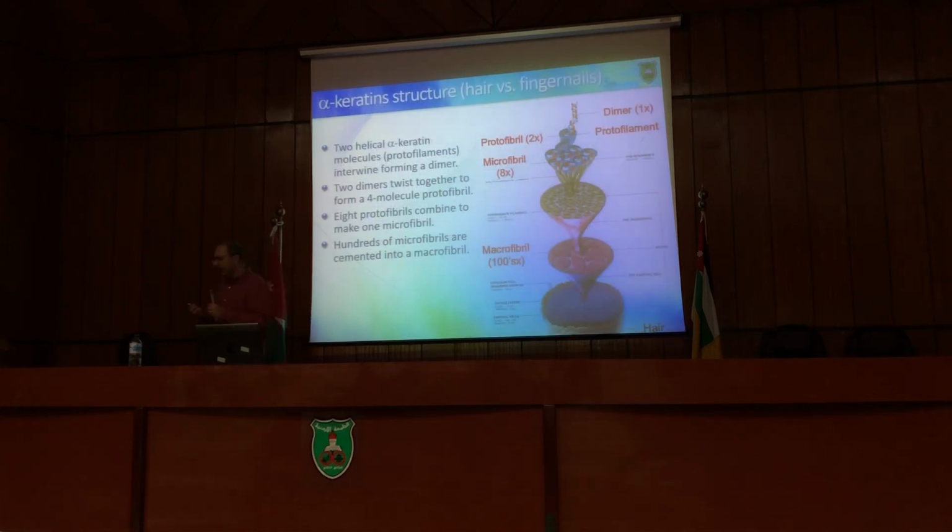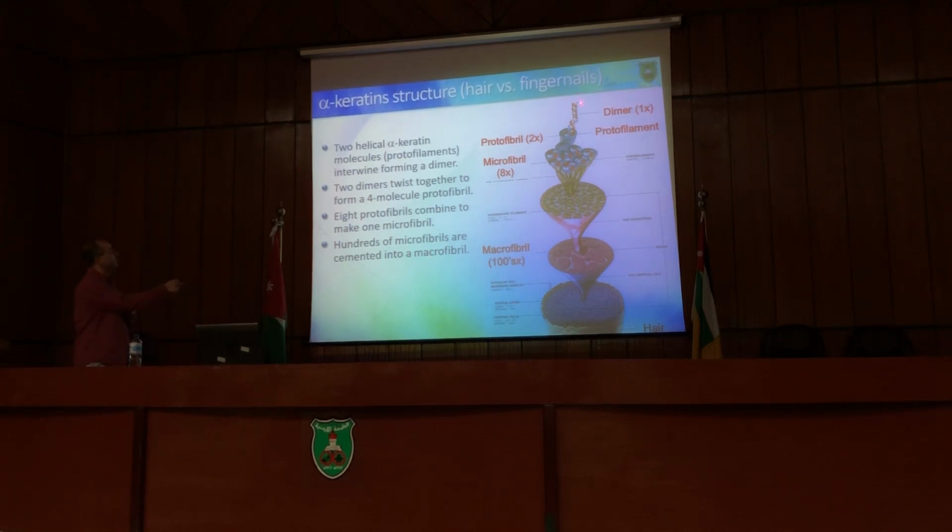So how does a single hair look like? Well, if you zoom in, a single hair is made of macrofibrils. Hundreds of these. Now these macrofibrils are made of microfibrils. And microfibrils, you have 8 of them in here. Now these microfibrils are made of protofibrils. Now these protofibrils are made of dimers, of the alpha keratin chains. So the basic structure is a dimer of alpha keratin chains.